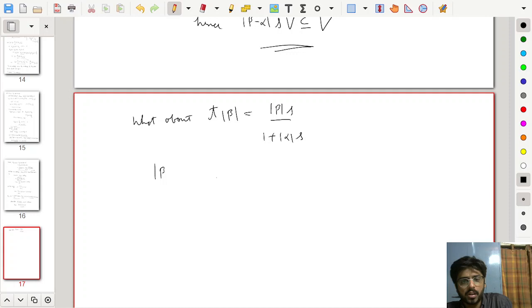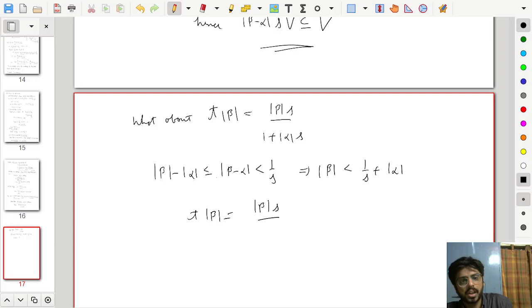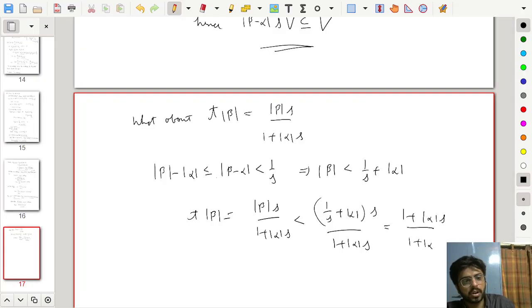Mod beta minus mod alpha is less than or equal to mod beta minus alpha, which is strictly less than 1 by S by the choice of beta, right? This implies mod beta is strictly less than 1 by S plus 1 by alpha. Now substitute this here, we get T times mod beta, which is equal to mod beta times S plus 1 minus 1 by 1 plus alpha times S, which is strictly less than 1 by S plus mod alpha times S divided by 1 plus mod alpha times S. This is equal to 1 plus mod alpha times S by 1 plus mod alpha times S.